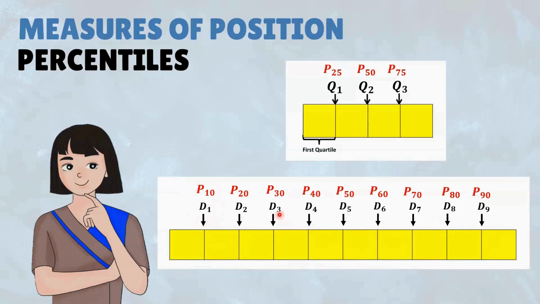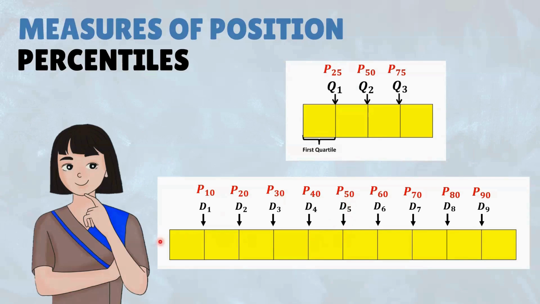Next, for percentile 30 and decile 3, they are equivalent since 30% of the values in the data set is less than or equal to the percentile 30 or decile 3 value, and the remaining 70% of the values in the data set is greater than or equal to the decile 3 or percentile 30 value.